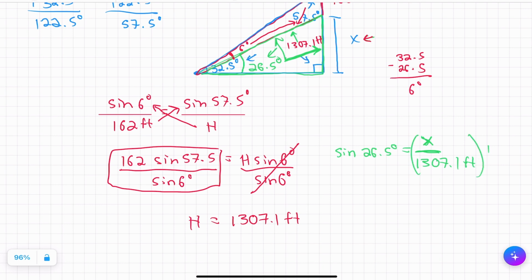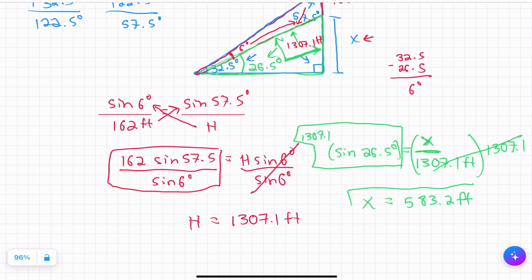And to do that, we're going to multiply this side by 1,307.1, and we're going to multiply this side by 1,307.1. And we can plug this information into our calculator to get x. And when we do that, we'll get 583.2 feet. That's our final answer.